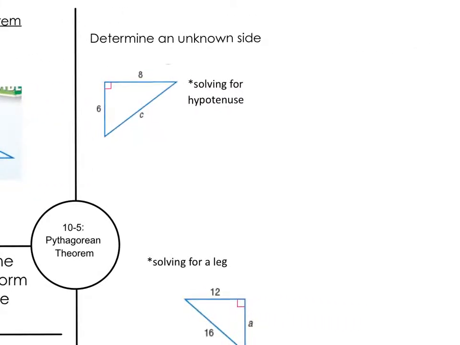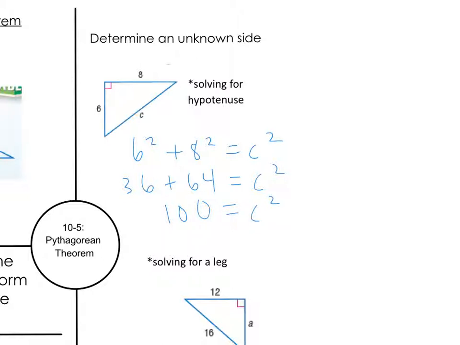So if I have to solve for hypotenuse, again, this should be review. I want to say 6 squared plus 8 squared equals c squared. And then 6 squared is 36 plus 64 equals c squared. 100 equals c squared. How do I undo something that's being squared? Take the square root, and so c here would equal 10 units. Again, this should be review.